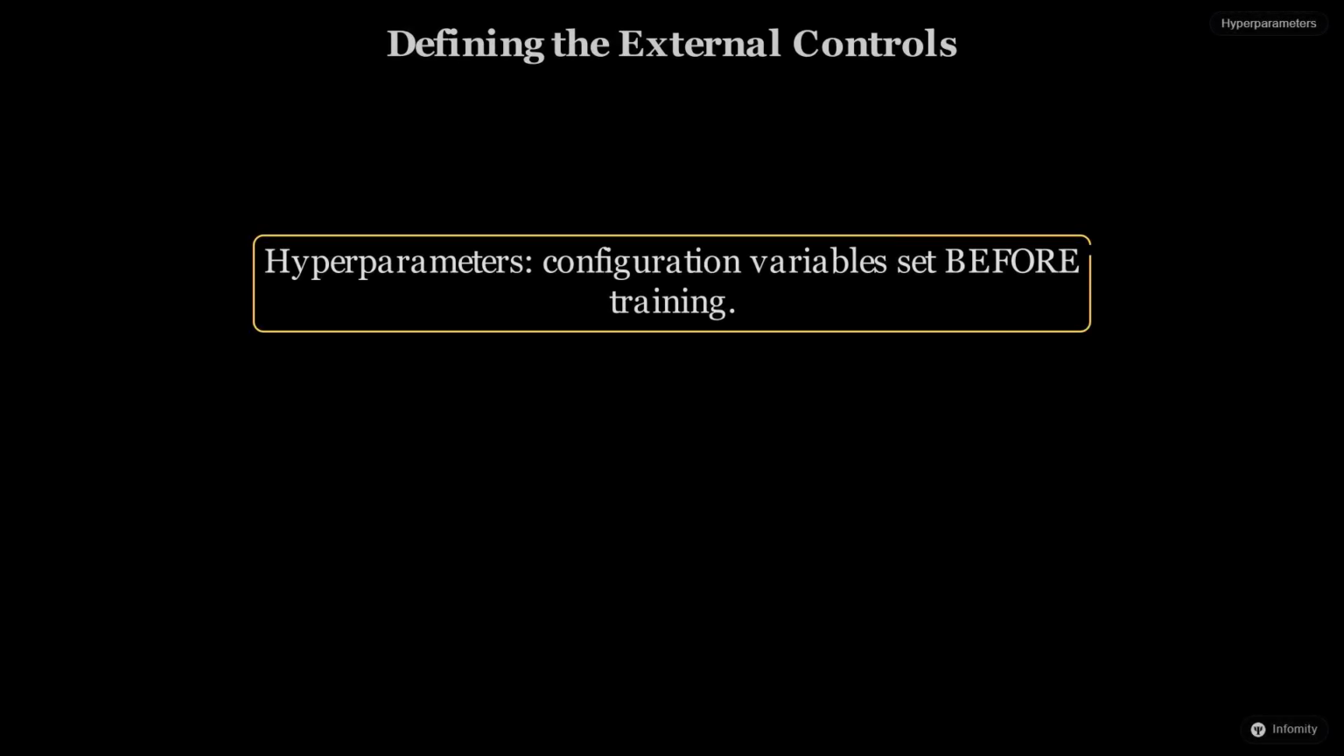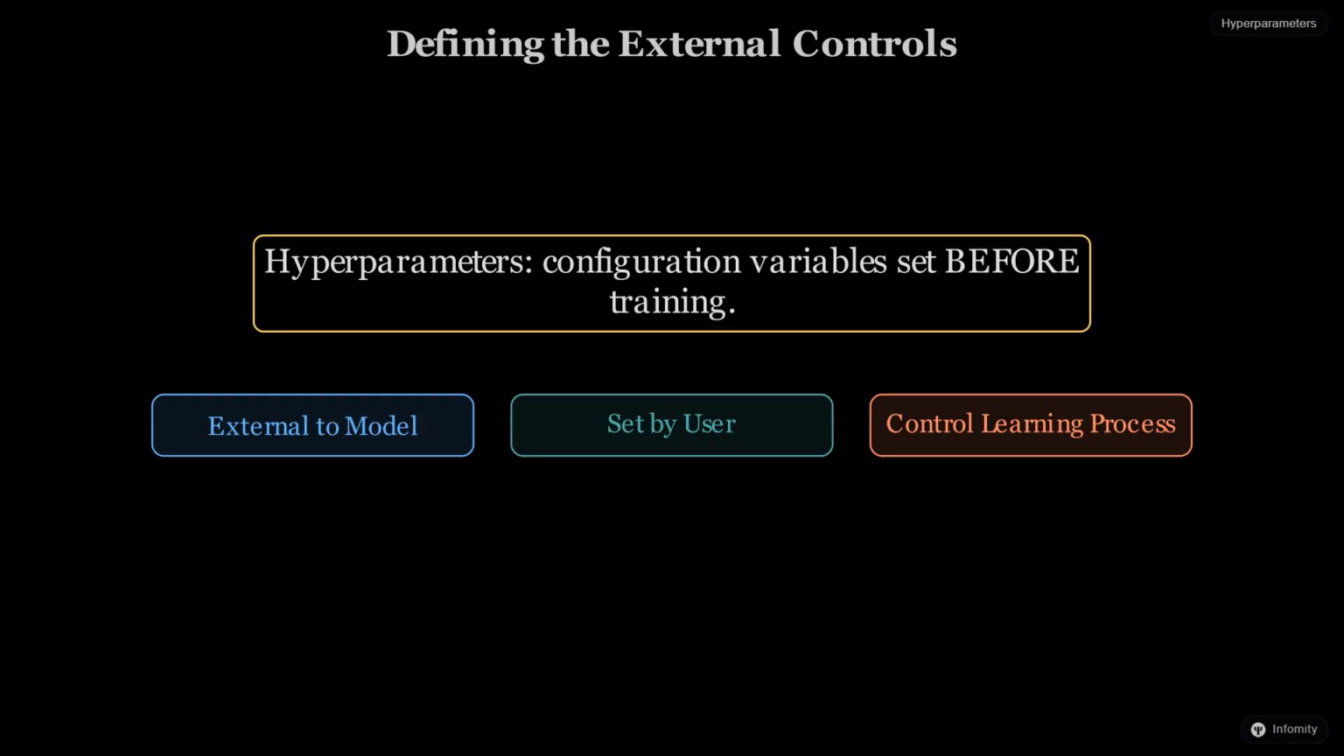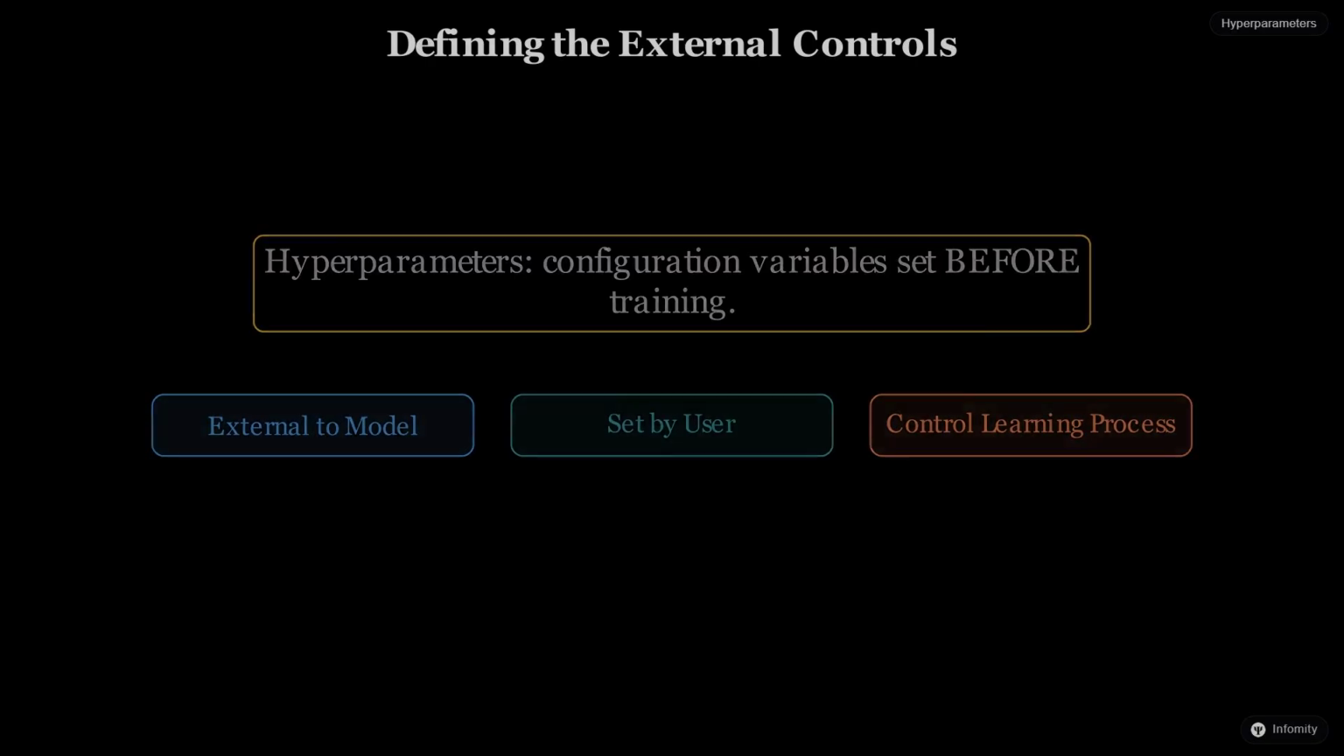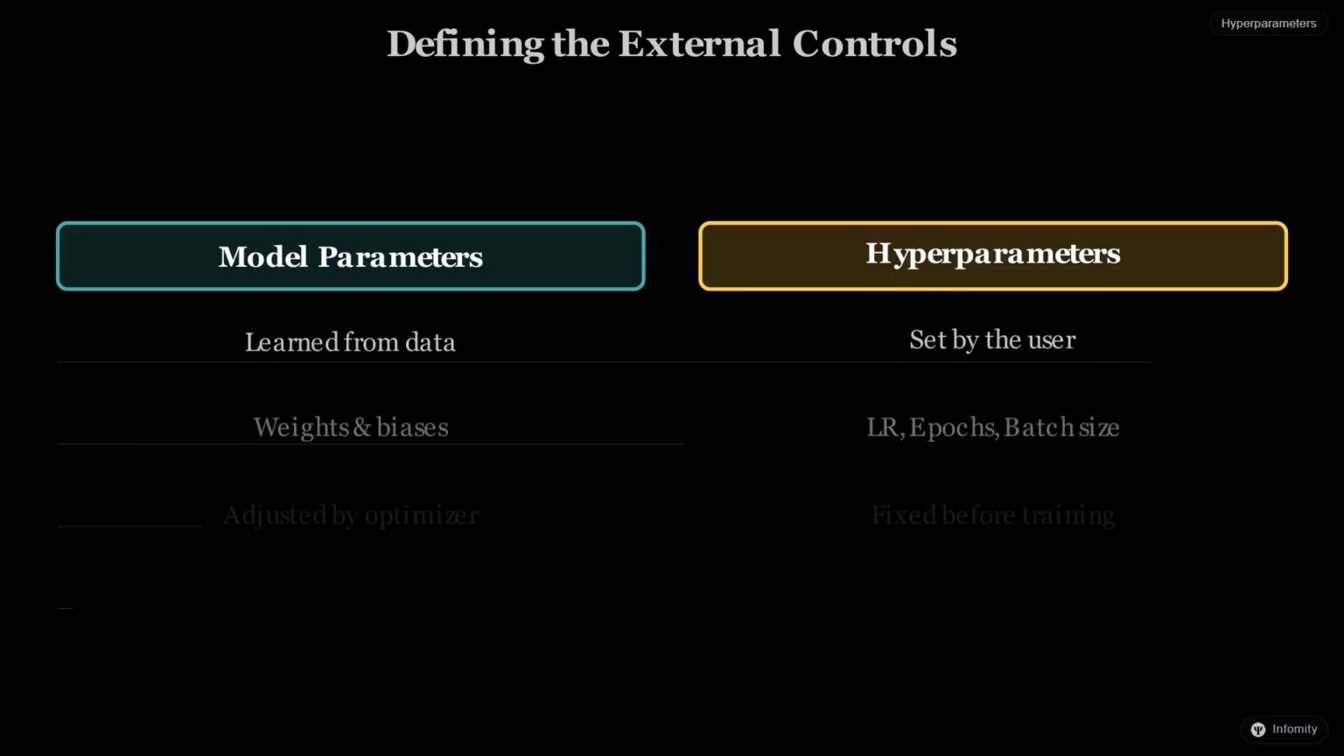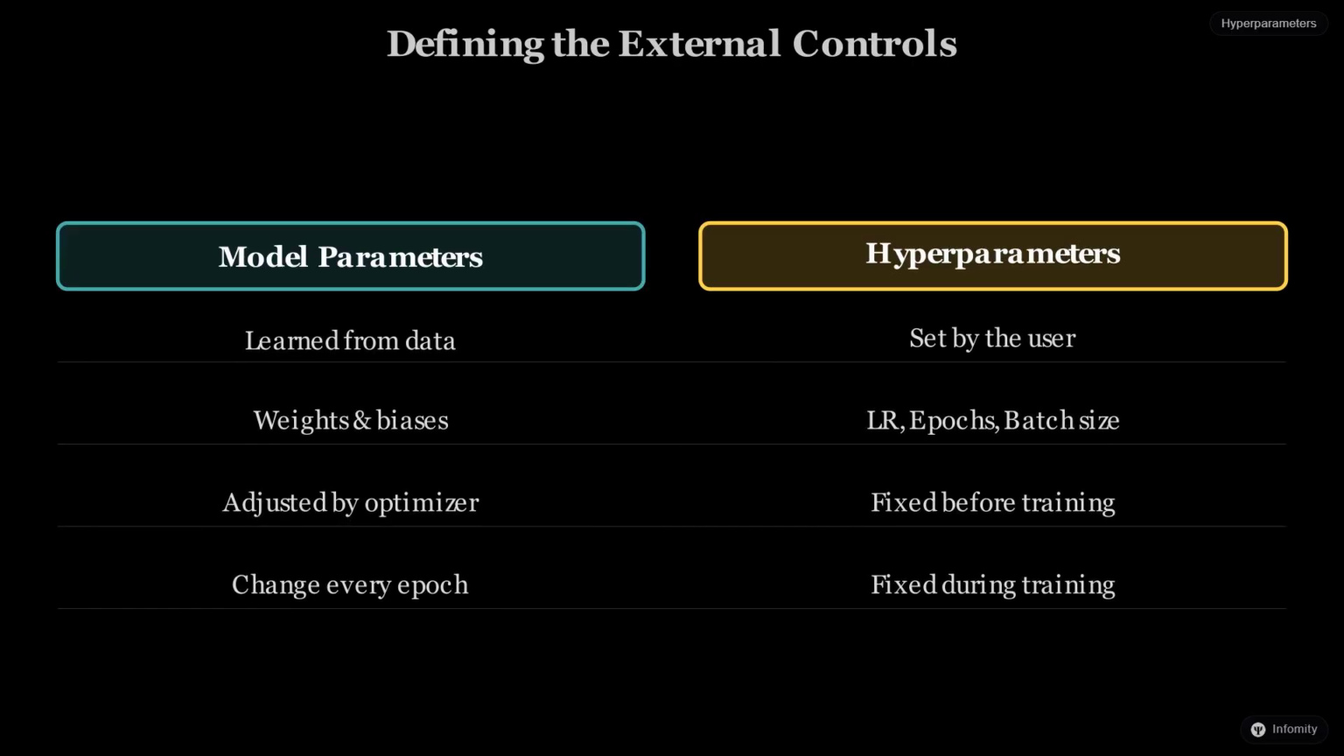In technical terms, hyperparameters are configuration variables that are set before the training process begins. Unlike the internal weights of a model, which are learned from the data, hyperparameters are fixed by the designer.